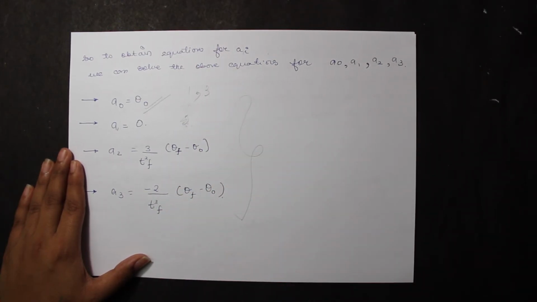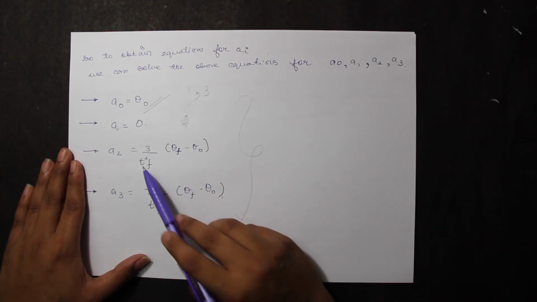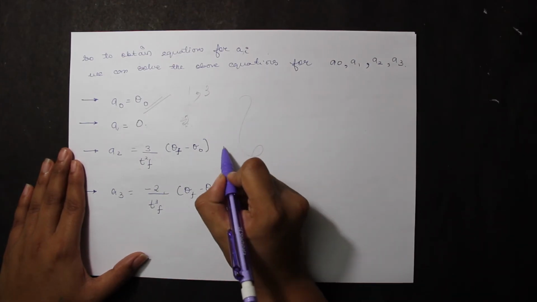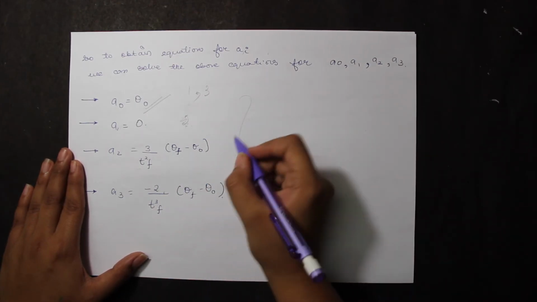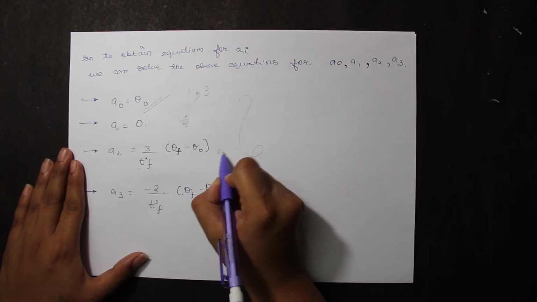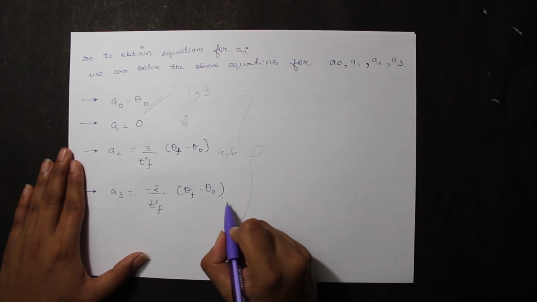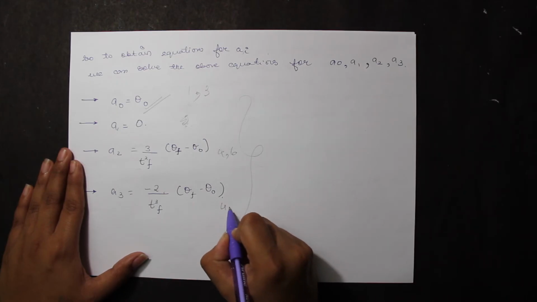Here we have to find the value of a2 and a3. You can find that out by solving the equations we have initially derived, that is from equations 4 and 6. Similarly, we find out the value of a3 from the 4th and the 6th equations.